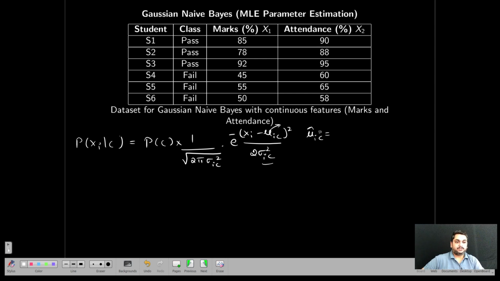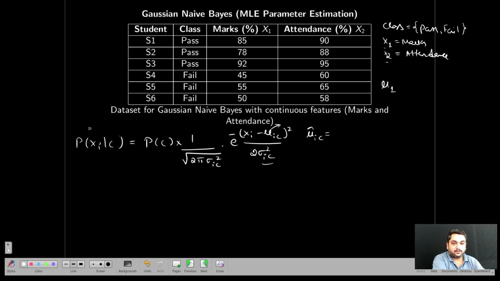For normal distribution, the mean is nothing but the average of all the values for that class. For example, if I take x1, how will I find mu1? Say there are two classes here: class is equal to pass or fail. There are two classes, and there are two features. x1 equals marks, x2 equals attendance. So I have to separately find the estimates to calculate this probability.